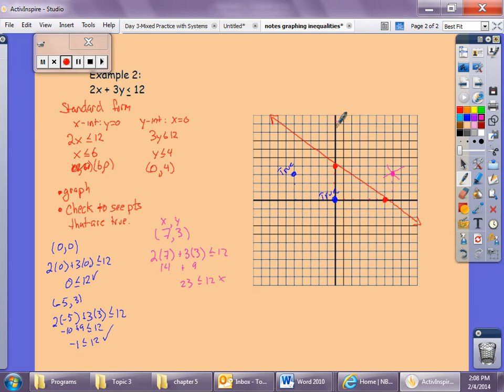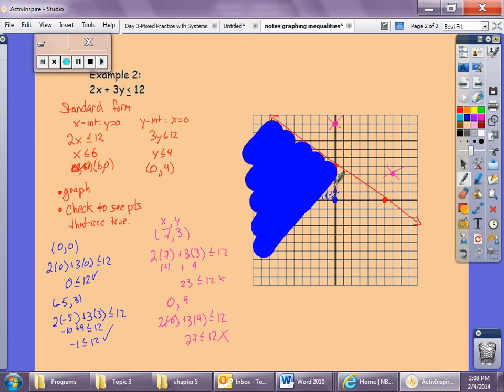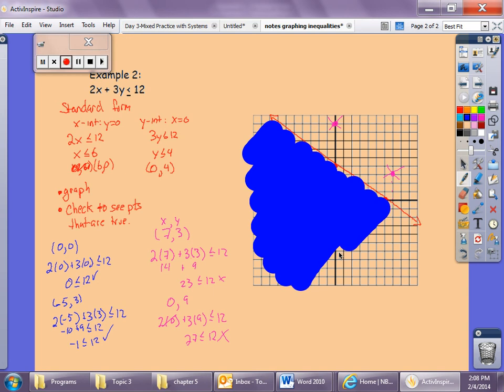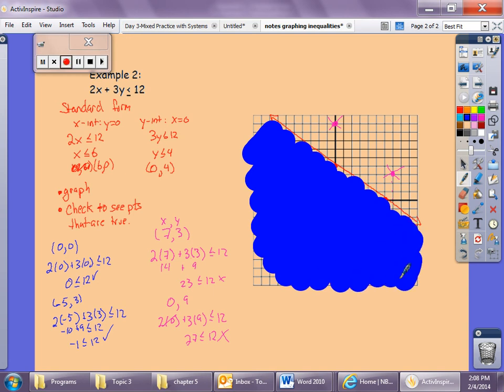We can check another one. We'll do the point 0, 9. So we have 2 times 0 plus 3 times 9 should be less than or equal to 12. Well, that's 0 plus 27. 27 is not less than or equal to 12. This is also false. So once again, when we look at it, the points on this side of the graph are true. So that means everything on this side is going to be true, since that's where all of my true points were. And then the other side is false.